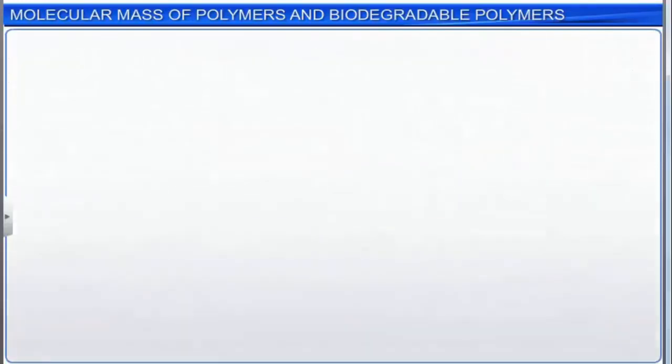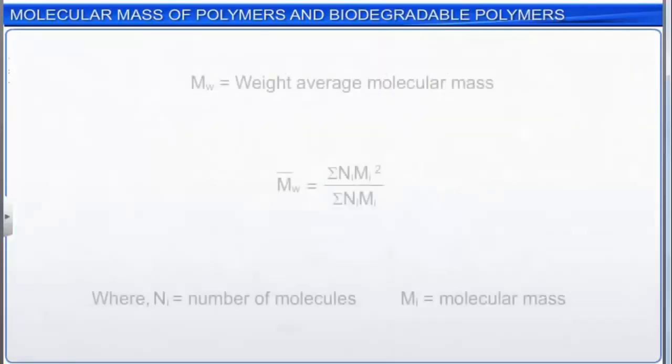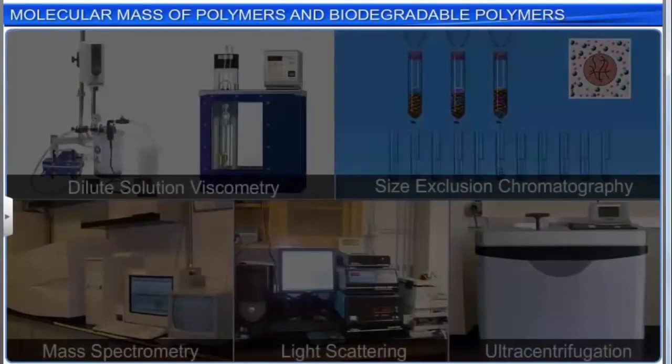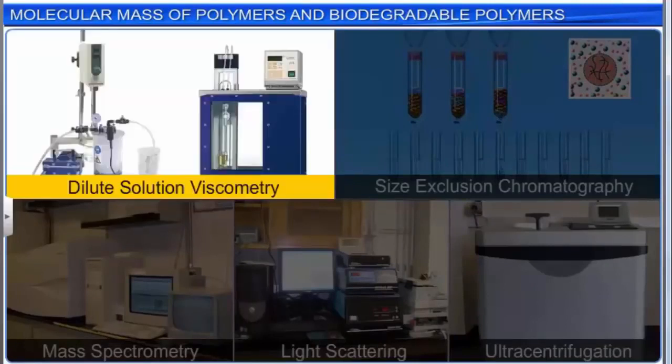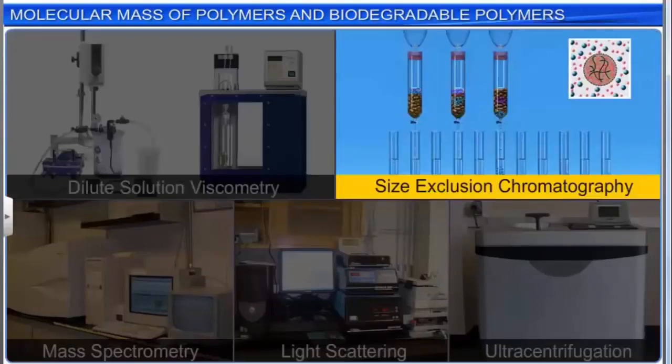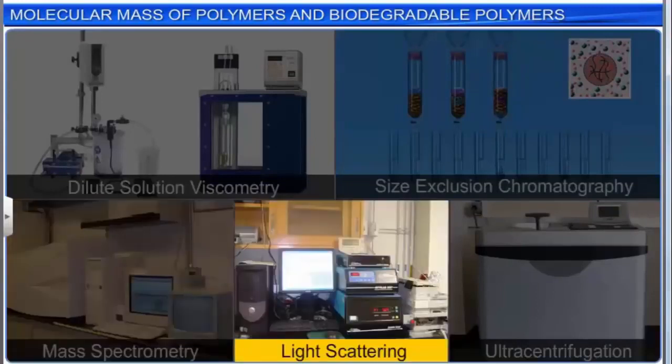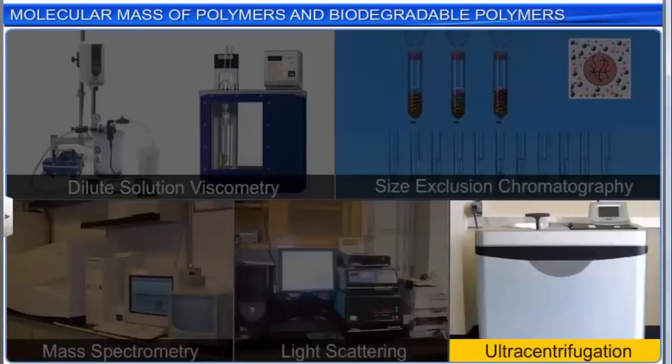Weight average molecular mass is indicated by Mw. The formula to calculate Mw is given here. The molecular mass of polymers may be determined by a variety of methods. These include dilute solution viscometry, size exclusion chromatography, mass spectrometry, light scattering, and ultracentrifugation.